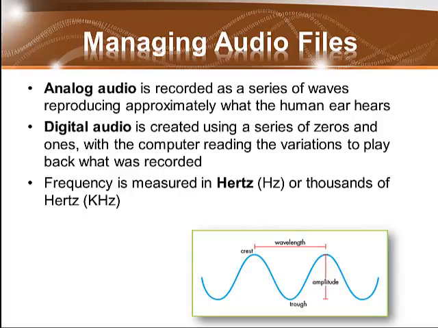Analog audio is recorded as a series of waves reproducing approximately what the human ear hears. Digital audio is created using a series of zeros and ones, with the computer reading the variations to play back what was recorded. Frequency is measured in hertz or thousands of hertz. The hertz value of a sound shows the number of times each wave pattern of sound repeats.